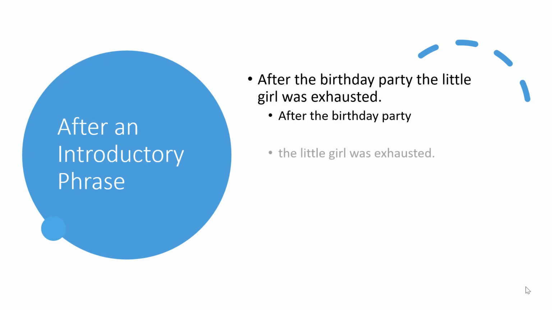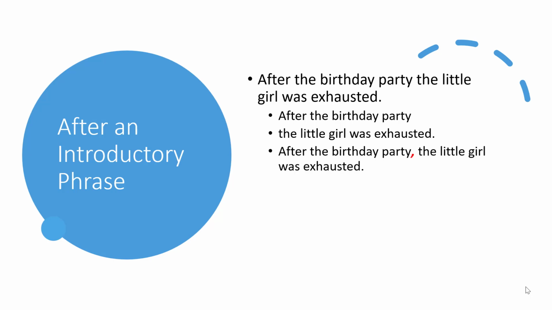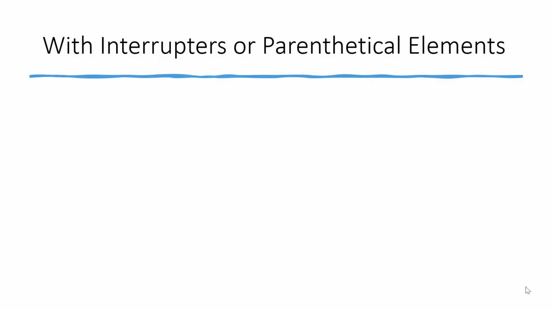The complete thought is the little girl was exhausted. So you actually could have just the little girl was exhausted, but as the writer, I want you to know why she was exhausted. So you put in the introductory phrase, after the birthday party, you include a comma to set that phrase off from the rest of the sentence, comma, the little girl was exhausted. That detail is very important for the individual who is reading what you have written.